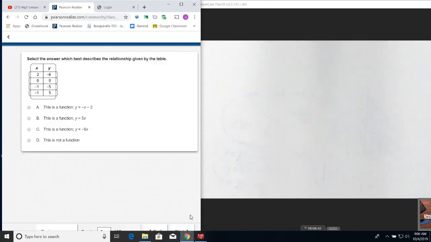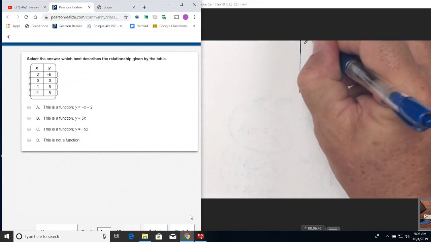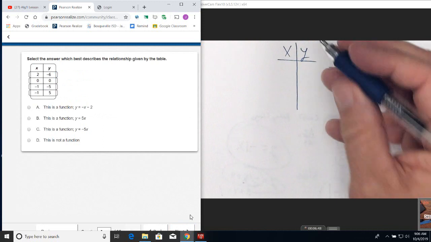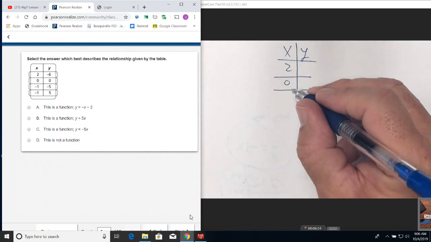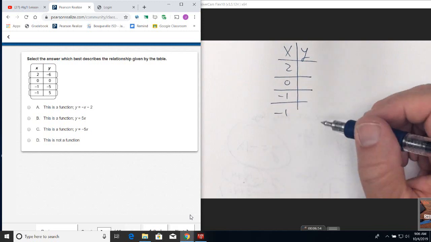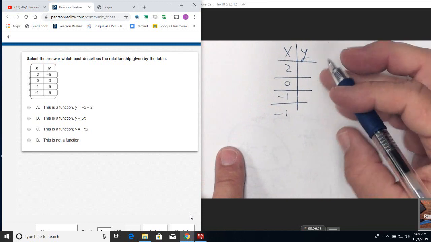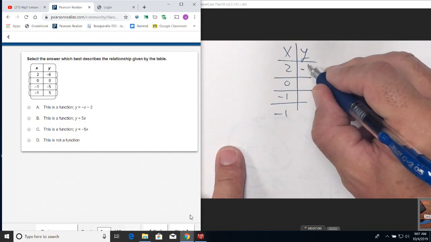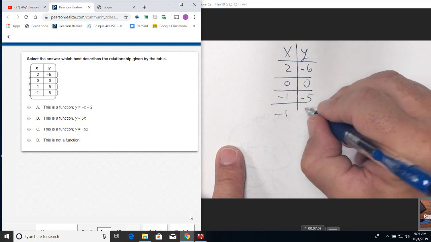Select the answer which best describes the relationship given by this table. Let's speed this one up a little bit and see if we can find a relationship in this table. I've got a 2, a 0, a -1, and a -1. Right now, is that a function? It's not going to be a function because I have 2 repeating x's with 2 different y's. I got a -6, a 0, a -5, and 5.